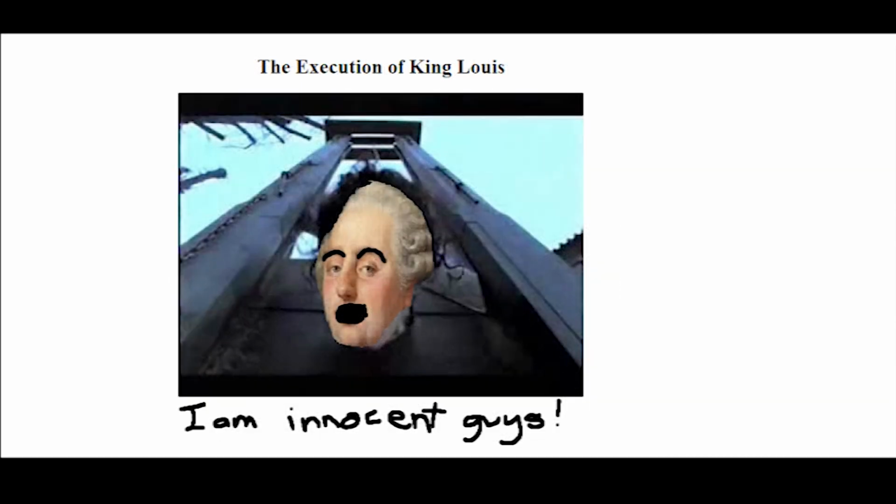The execution of King Louis. The king was put on trial for being a traitor to France and convicted by a single vote. Louis was sentenced to death and executed on a foggy morning. Another symbol of the end of the ancien regime. Months passed, and his wife, Marie Antoinette, joined him at the guillotine.